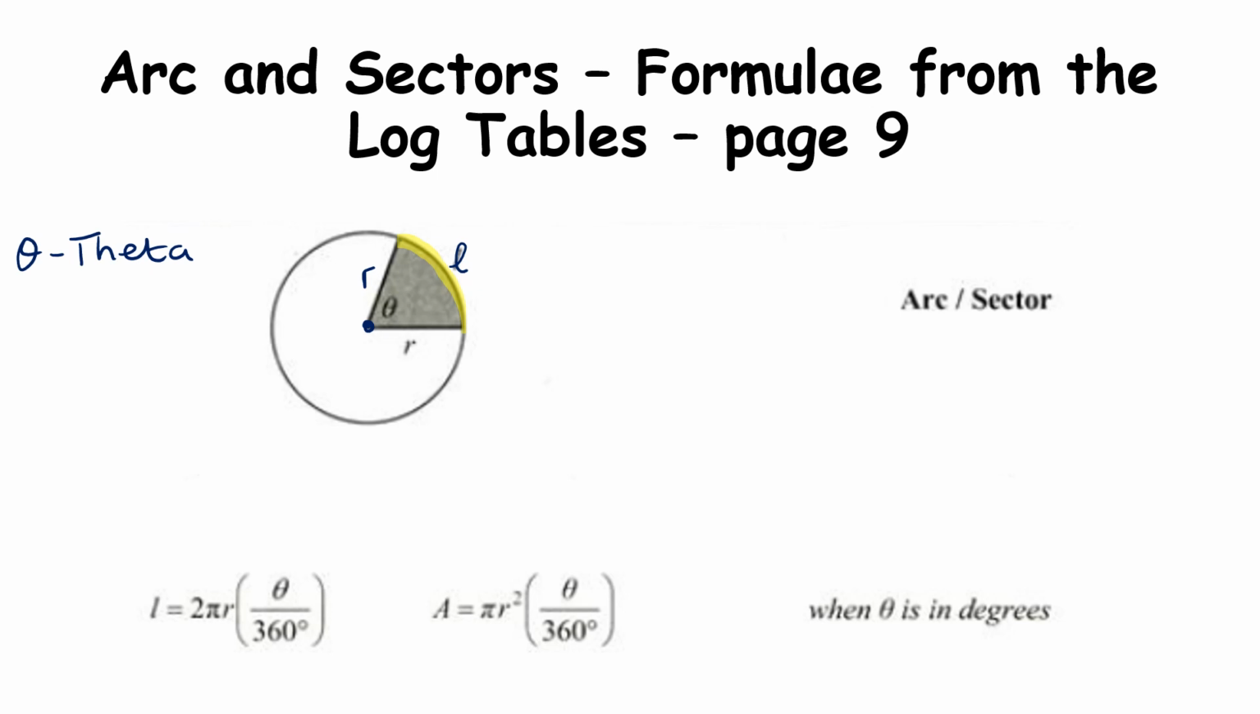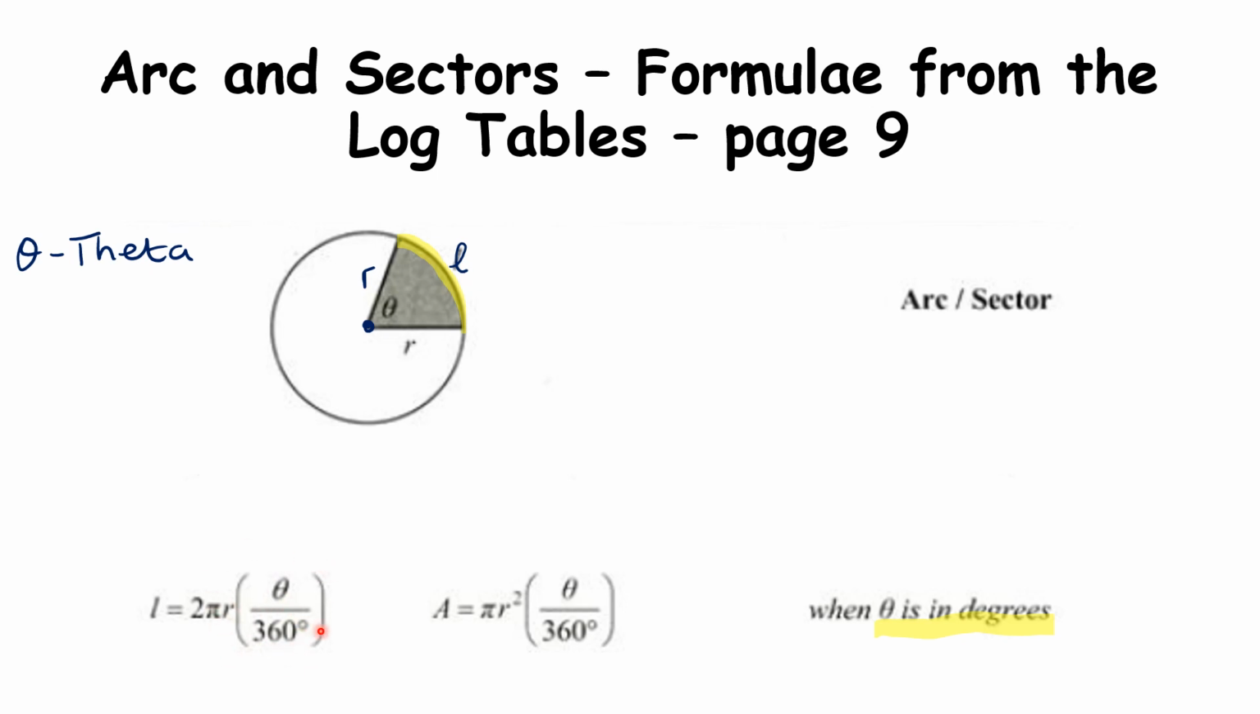How we work this out is using our formula. If you're looking at page 9, you'll notice that there is another line, and that has theta in radians. This is not something we look at in Junior Cert. We focus on theta in degrees. So our formula for L is equal to 2 pi r, which is our original formula for the length of the circumference. And then we have this little piece here, which is theta over 360.